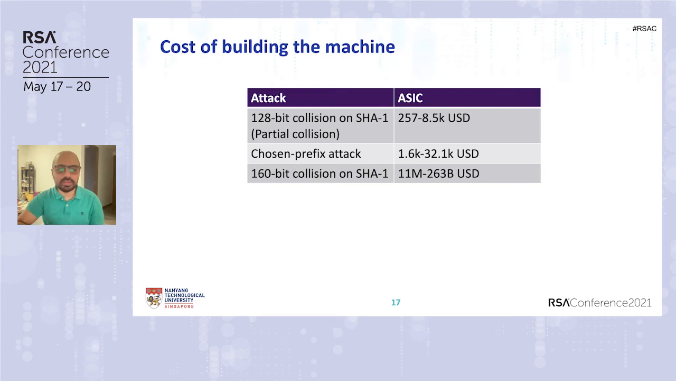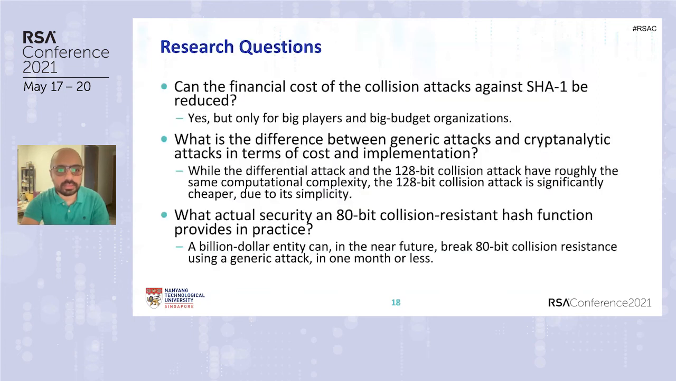So we just provide estimations, but the results show that using $11 million, we can basically build an ASIC cluster that can break 160-bit hash functions. But this means that even if SHA-1 was not broken by differential cryptanalysis, it can still be broken by a high-budget cluster. So these are the answers to the questions we presented.